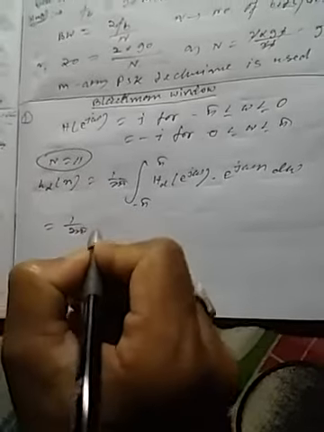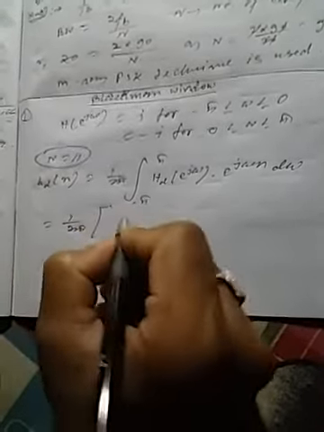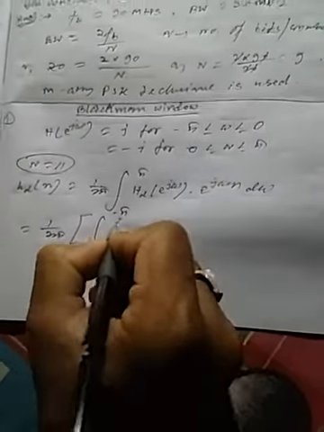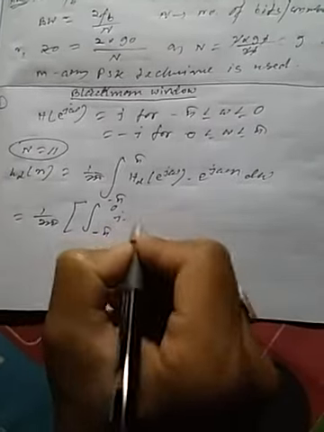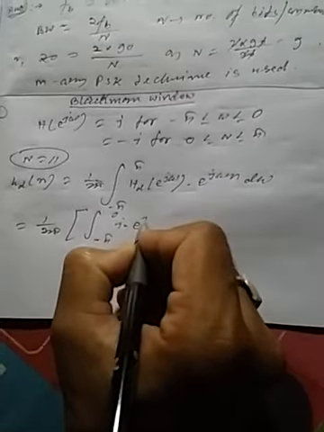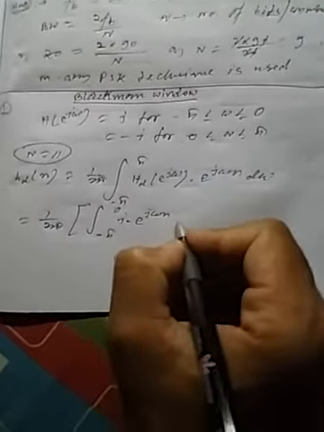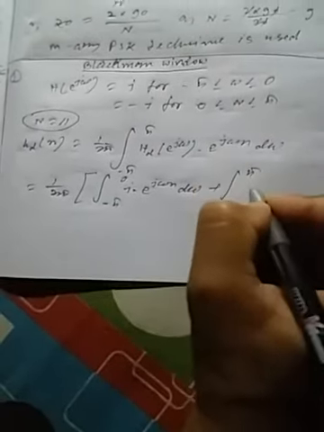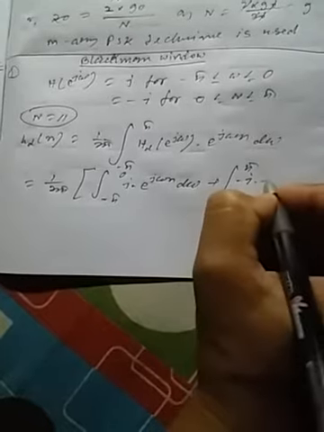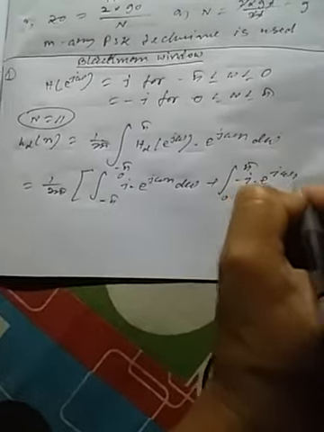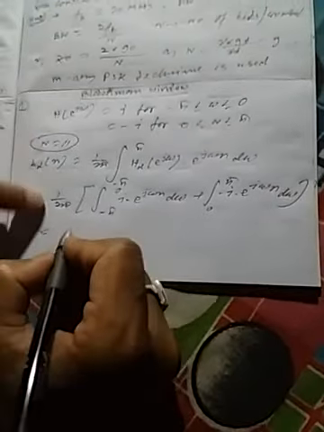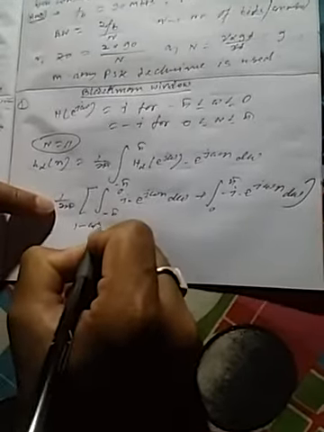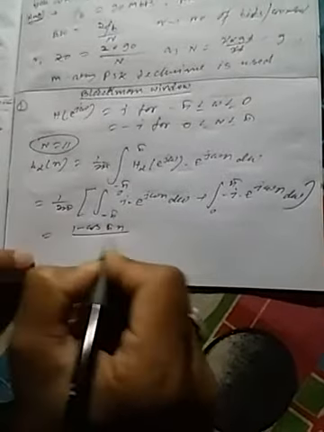It has the value 1 by 2 pi, integration over minus pi to 0 of j into e to the power j omega n d omega, plus integration over 0 to pi of minus j into e to the power j omega n d omega. So it has the value equal to 1 minus cos pi n by pi n, right?